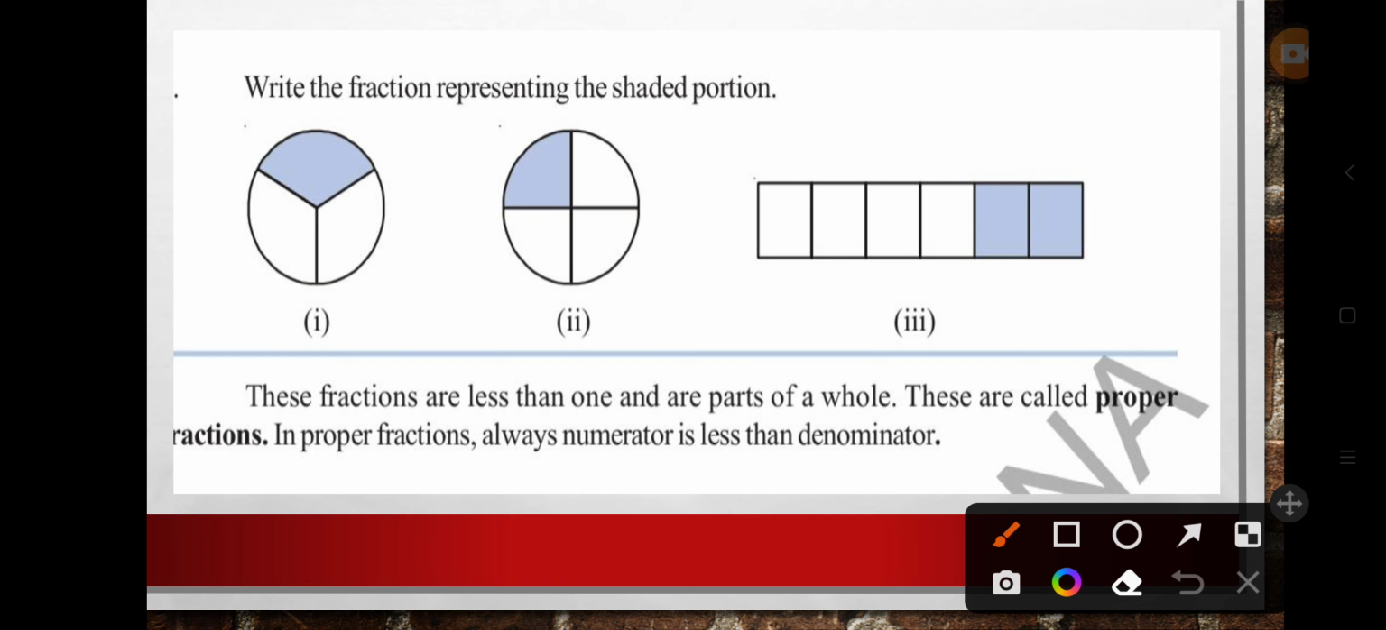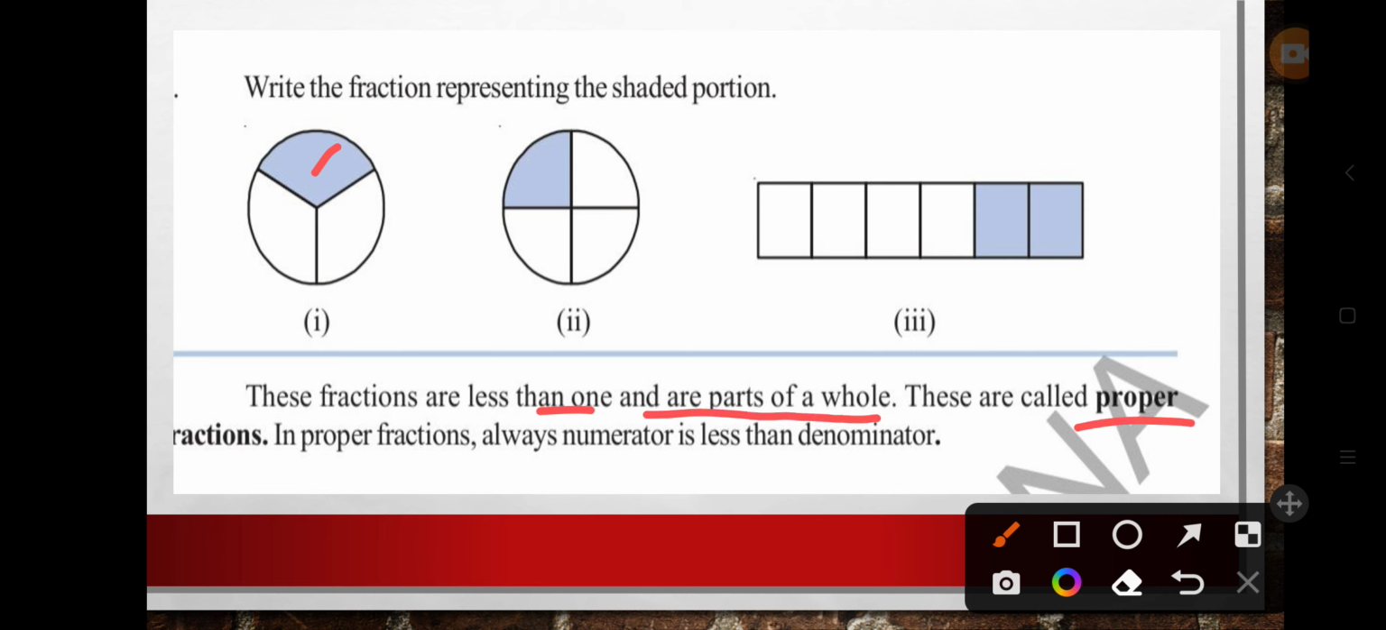Next, these fractions are all less than 1. Here we divide 1 into 3 parts and we have taken only 1, so this is less than 1. సో ఎక్కడ మన హోల్ అనేది తీసుకోలేదు, అన్ని చోట్ల మనం 1 కంటే తక్కువ తీసుకున్నాం. So all the values are less than 1. These fractions are less than 1 and part of a whole.